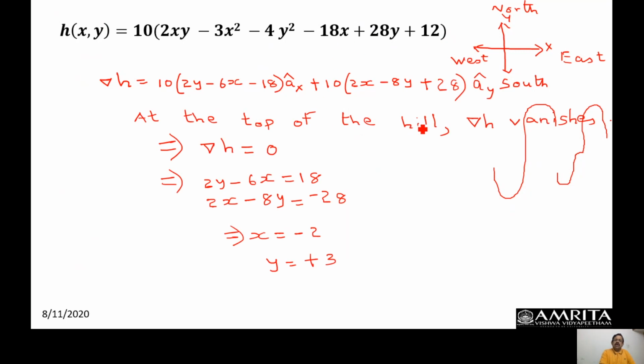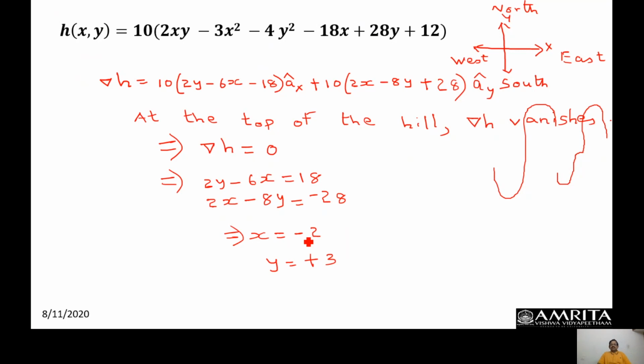What I will do is, at the top of the hill del h vanishes, as I told you, the slope vanishes, which means del h vanishes. So I set it to 0. I will get the coordinates x and y. Remember, x and y are given in miles.